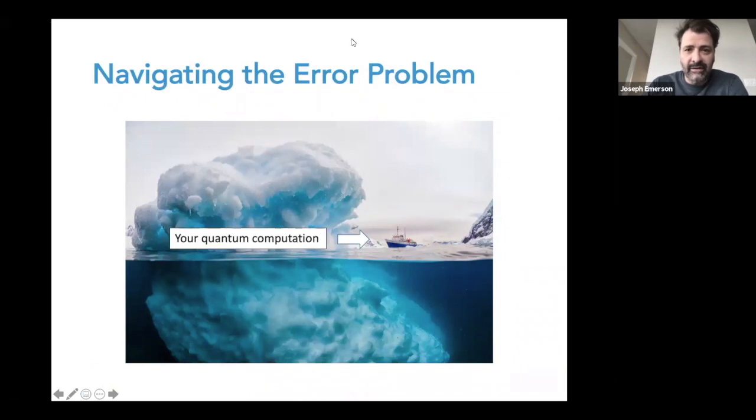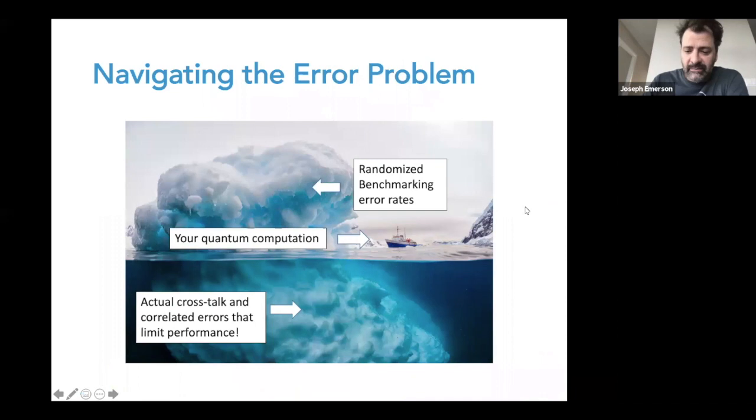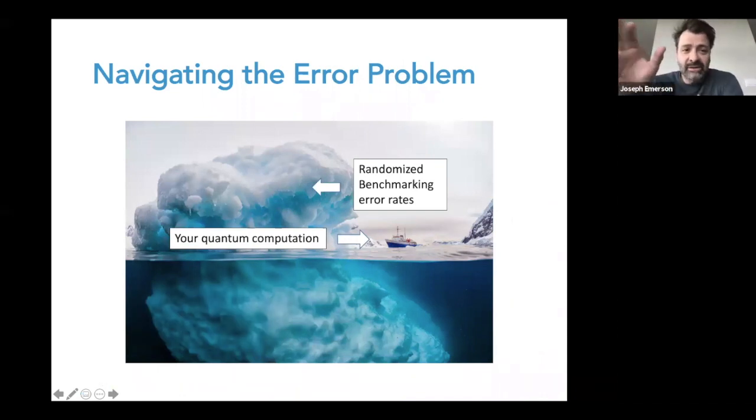The talk at times gets a little bit technical, but if you want a take-home message, the idea is that you're trying to navigate the waters of quantum computing, and they're icy waters. We have all these icebergs floating around, and we have to navigate amongst them. The key is that what we can see on the surface of the water are the error rates we see from simple tools like randomized benchmarking.